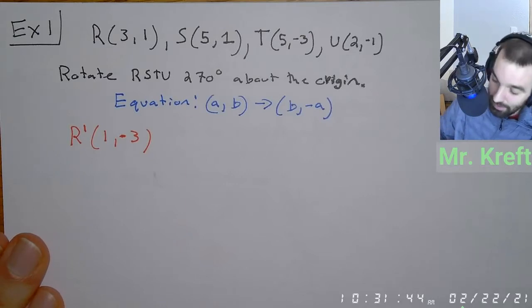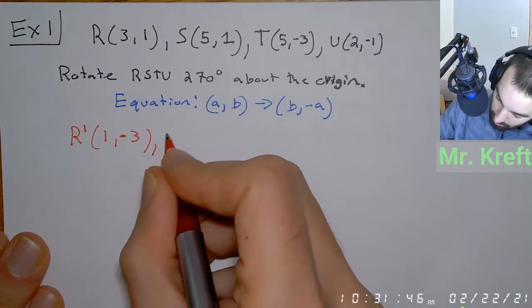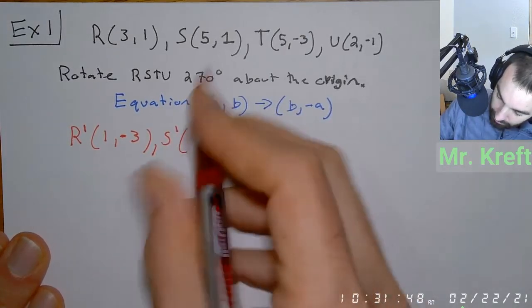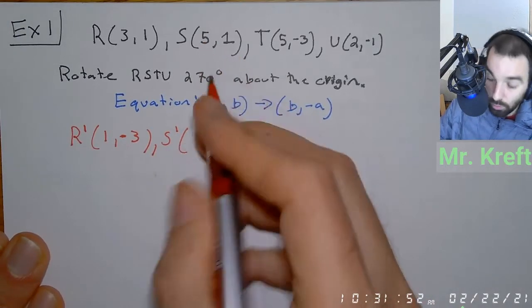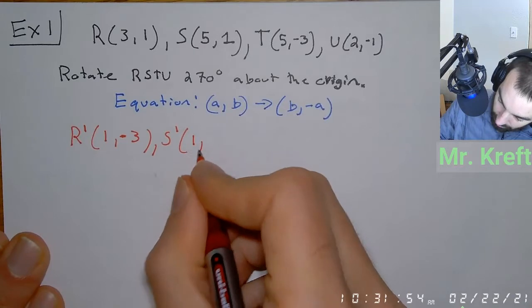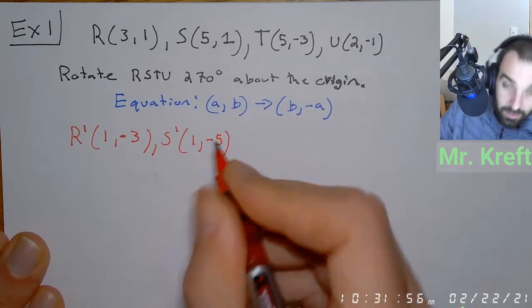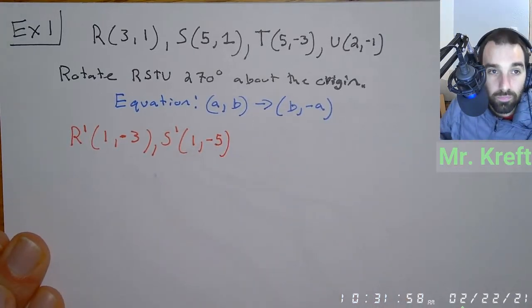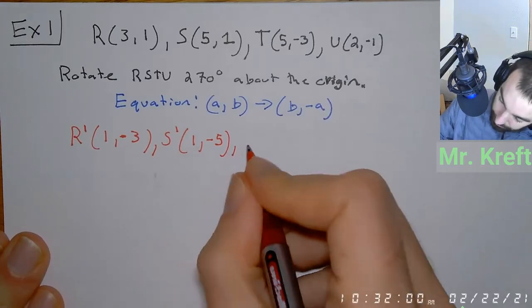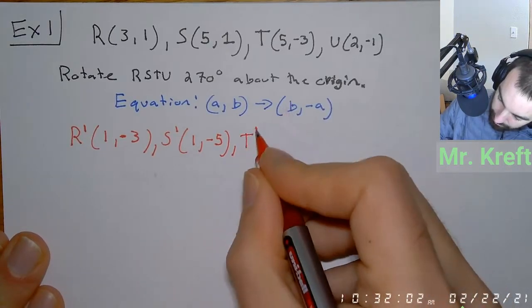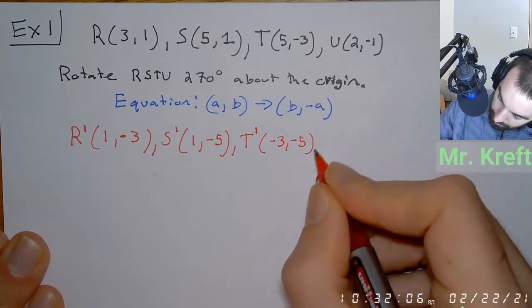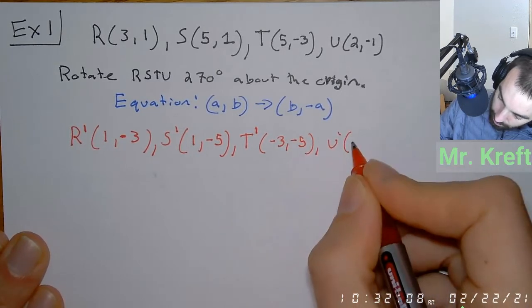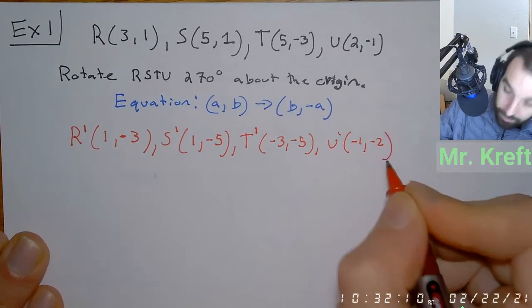And you guys can stop me at any time and let me know if you have questions. So I'm going to do S prime. I'm going to switch these. My a term is 5, so when I switch the 5, I'm going to change the sign. So now it's going to be (-1, -5)... and then I have T prime is going to be (-3, -5). And I'm going to have U prime. That's going to be (-1, -2).